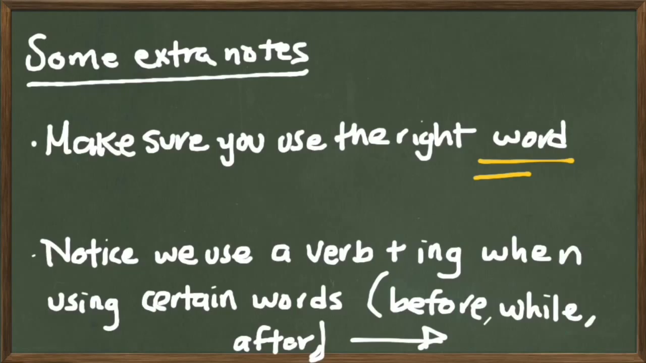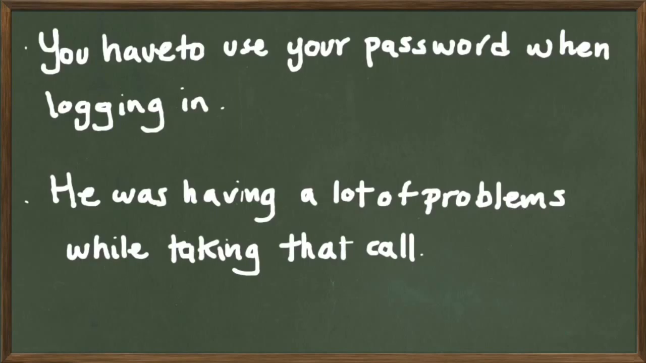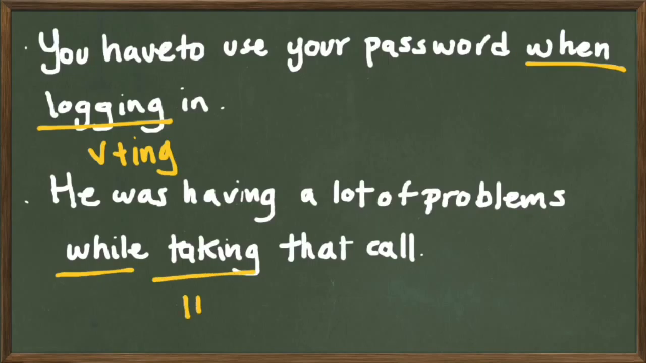Also notice that we use a verb plus ing when using certain words, such as before, while, and after. I'm going to give you some extra examples about this. We have one here. You have to use your password when logging in. So as you can see, we have the expression when, and right after we have a verb plus ing. Example number 2. He was having a lot of problems while taking that call. So, after while, we have again verb plus ing.